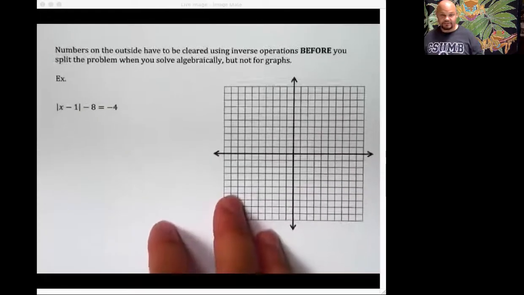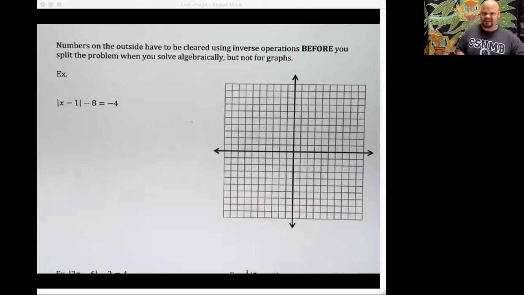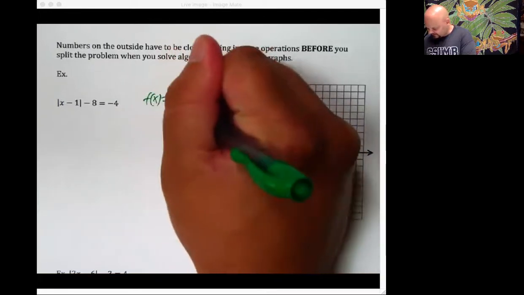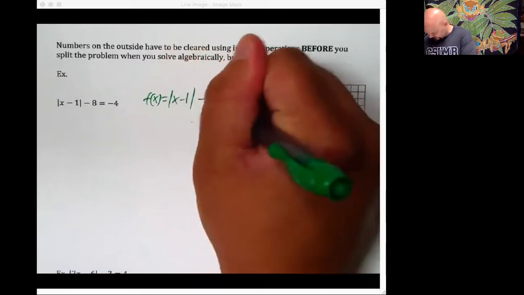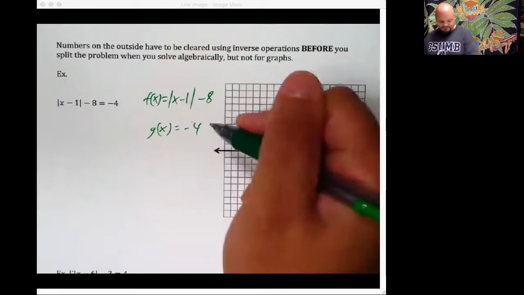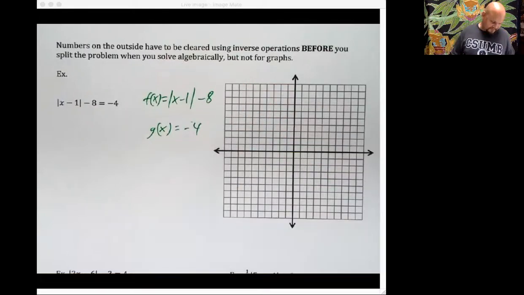How about this right here? Numbers on the outside have to be cleared using inverse operations before you split the problem when you solve algebraically, but not for graphs. So check this out. We don't have to change anything if we want to graph this. It's very convenient. I can make this f of x is equal to the absolute value of x minus 1 minus 8. And g of x is equal to negative 4. Now at least one person is screaming to themselves right now, it's not going to work.